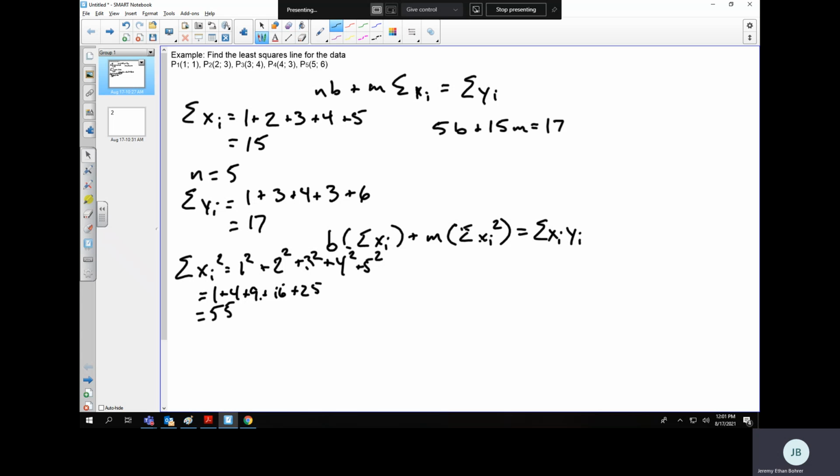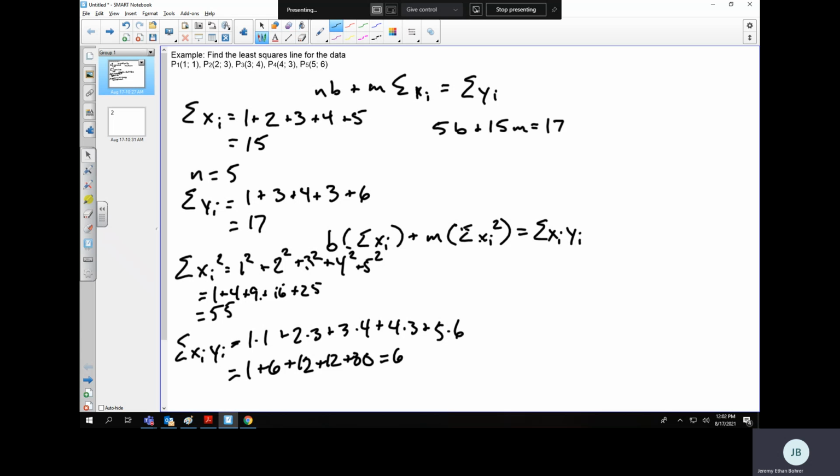Okay, and then the sum of the xi yi's. That's just going to be the product of each of these pairs. So 1 times 1 plus 2 times 3 plus 3 times 4 plus 4 times 3 plus 5 times 6, which gives us 1 plus 6 plus 12 plus 12 plus 30. 7 plus 12 is 19, plus 12 is 31, plus 30 is 61.